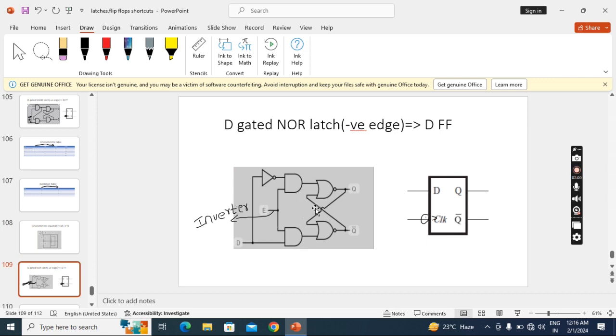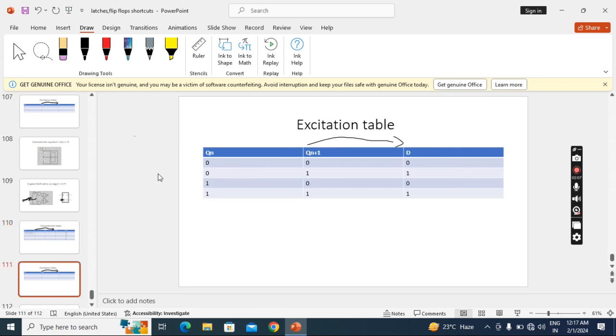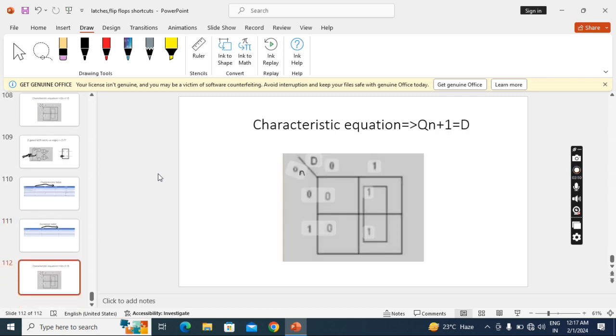the logic diagram will change. Then the symbol will be the same. Characteristic table will be the same. Excitation table will be the same. Characteristic equation will be the same.